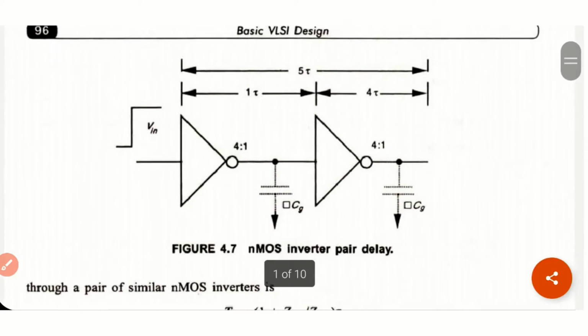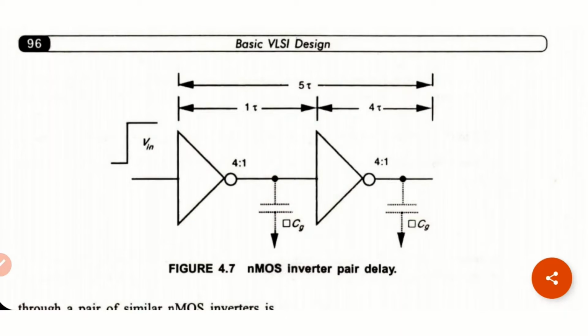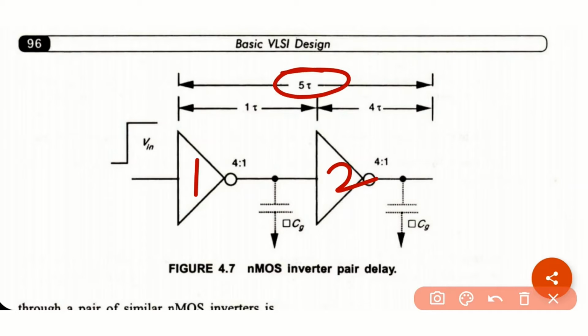So this is the diagram of your NMOS inverter pair. You are having one, you are having a second. There are two inverters and they are connected in series. Overall delay is 5 tau: 1 tau plus 4 tau, that means 5 tau. 5 tau will be your overall delay for this NMOS inverter.